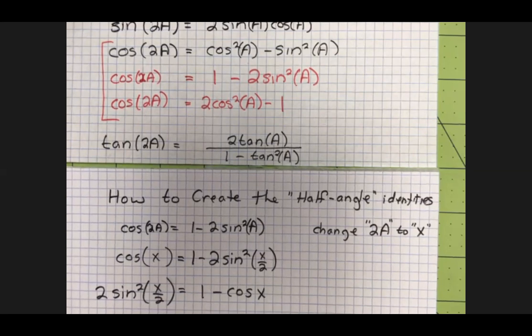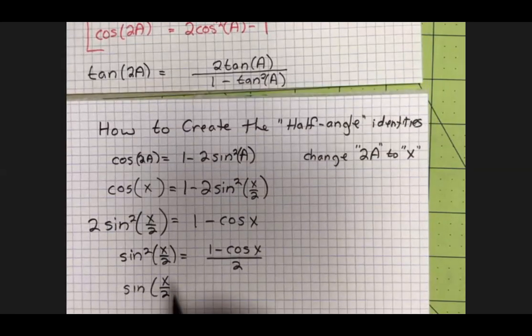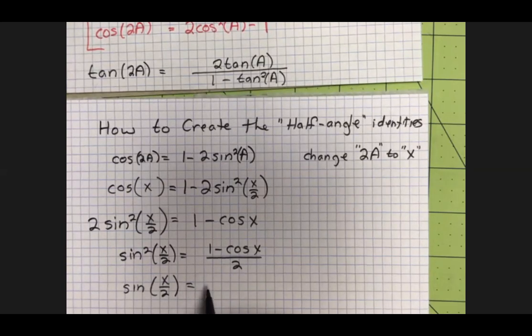In order to find the sine of x over 2 legally, I have to take the square root of both sides. Now the problem is signs. When I take the square root of a number, if I say x squared is 4, then x is plus or minus 2. So when I take the square root of both sides, I have to admit that the number that I produce could be positive or negative.